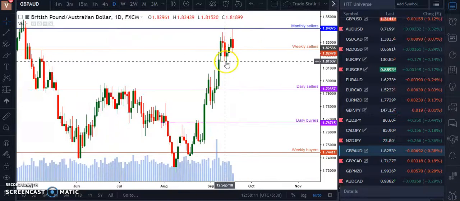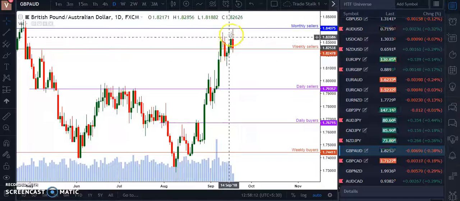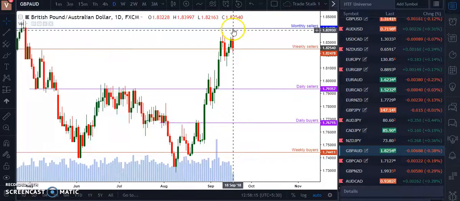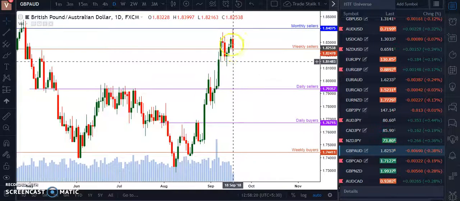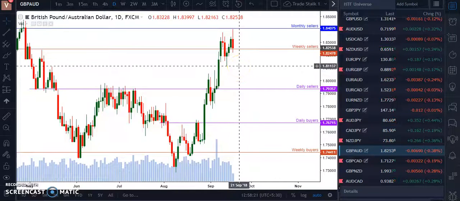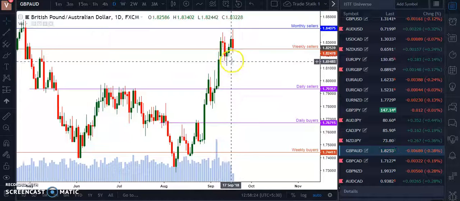But actually after the fact that it reacted from this resistance and is going down, I may be interested in catching this for a sell, depending on momentum.